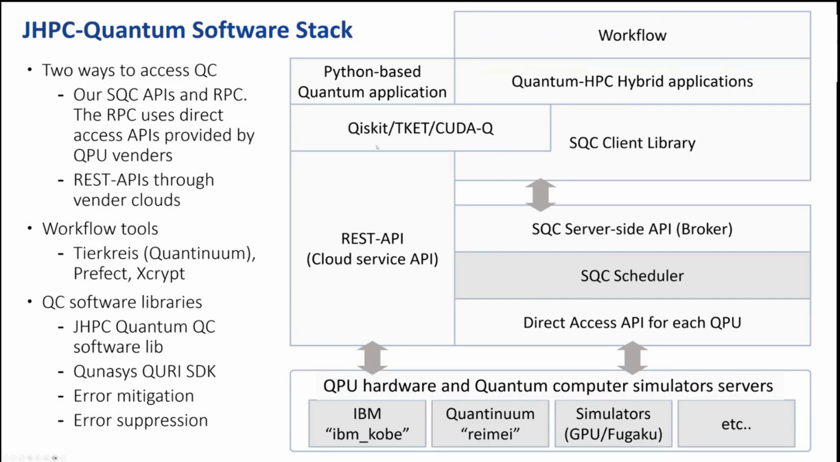So users of Qiskit, tket and CUDA-Q can also use our mechanism for Quantum HPC with our lightweight scheduler, and use Quantinuum, Rigetti, or IBM Kobe with a direct access server connected within a local area network or virtual local area network.